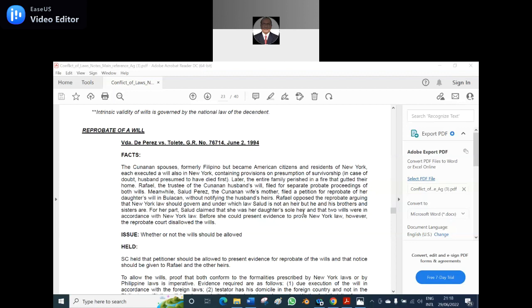This is Salud. Of course, the mother will not be entitled, because the deceased had no children, but the deceased had brothers and sisters. So now let us see that Salud claimed that she was her daughter's sole heir, and that the two wills were in accordance with New York law, before she could present the evidence to prove New York law. However, the probate court disallowed this will.